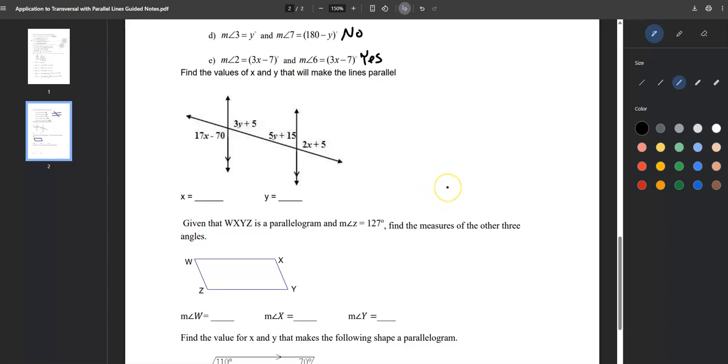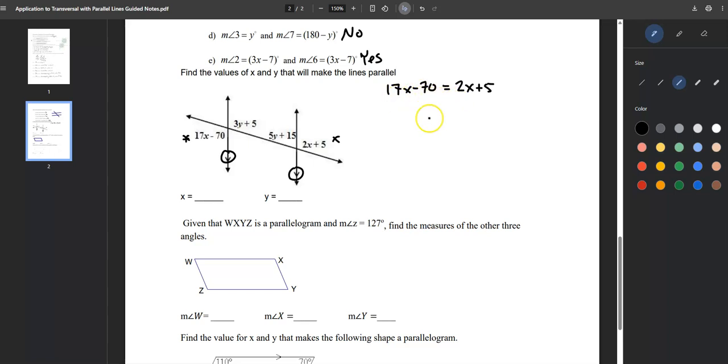If I look at this next one, I'm looking for the values of x, so I can find values from this when the lines are parallel. So my arrows are telling me these are parallel, and I want to find x. So if I look at x, I'm going to compare both these x's. Those are alternating exterior angles. So those two angles should be equal to each other. So I'm going to go 17x minus 70. That should be equal to 2x plus 5 because they're congruent to each other and my lines are parallel.